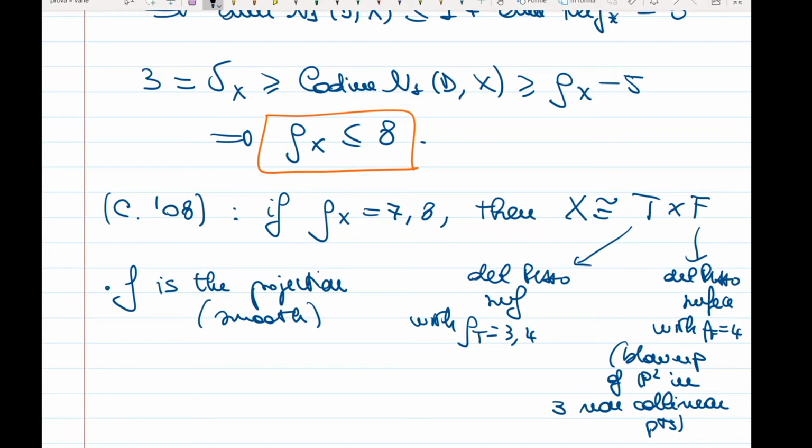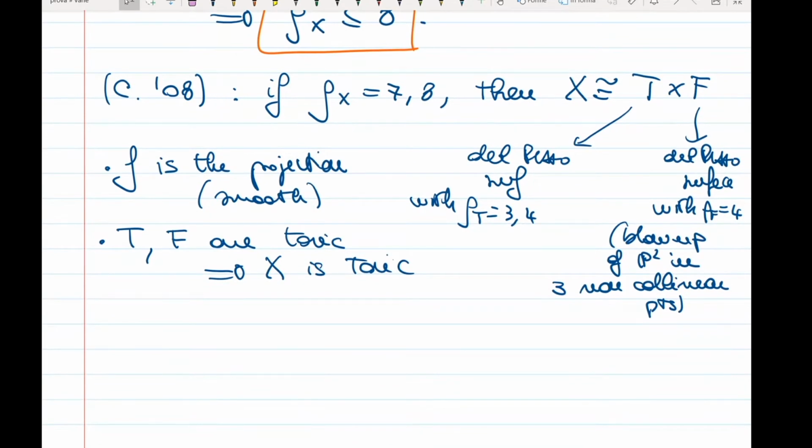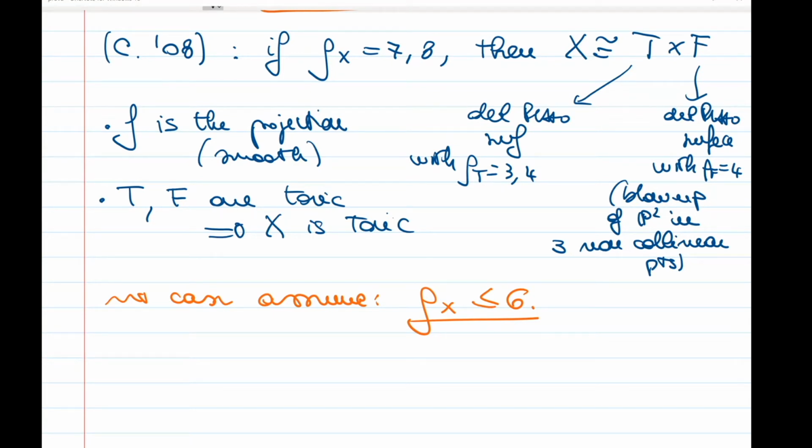And I want to note also that in this case, these two Lefschetz surfaces, T and F, are toric. So in fact, this X is toric. Okay. So for Picard numbers 7 and 8, we have only these two cases of Fano fourfolds with Lefschetz defect 3. They are products and they are toric. Okay. So basically we can assume now that the Picard number is at most 6, to study Fano fourfolds with Lefschetz defect 3.